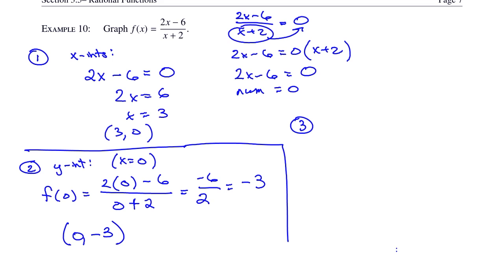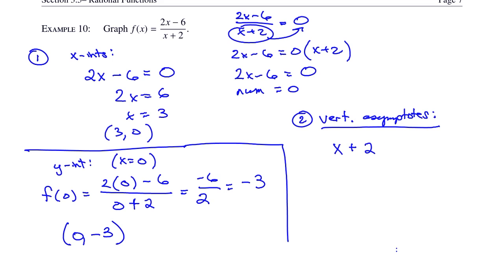Step 3, sorry. This is technically step 1 still. Here is step 2, the vertical asymptotes. To find the vertical asymptote, set the denominator equal to 0 and solve for x. So we get x is equal to negative 2. Now step 3, find the horizontal asymptote.